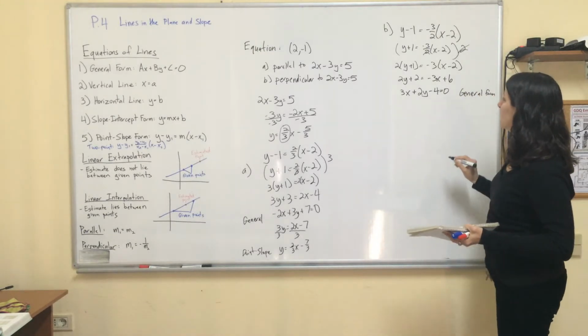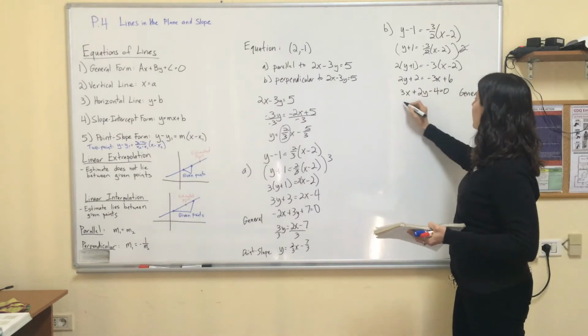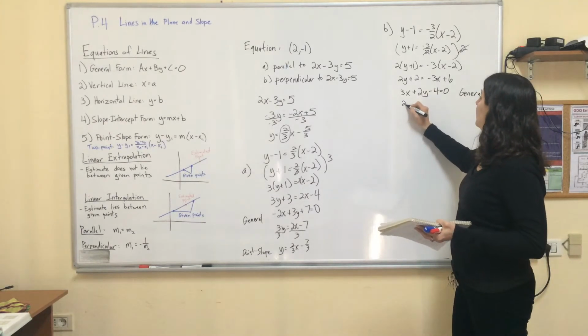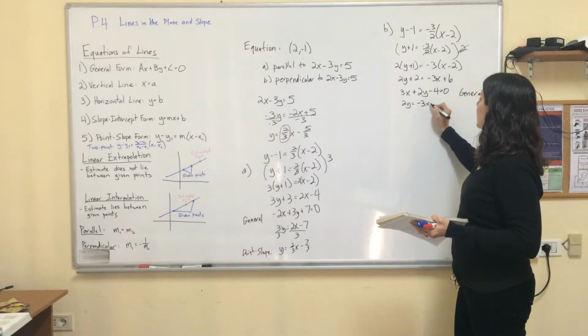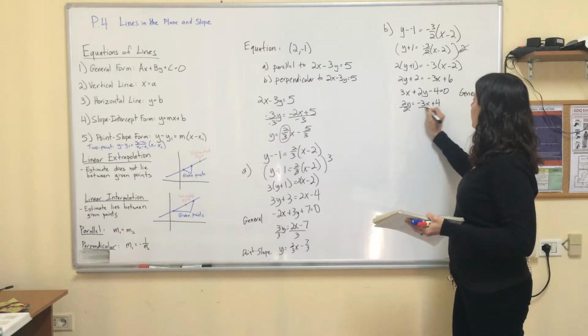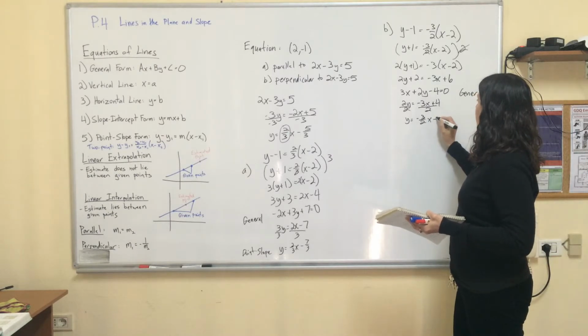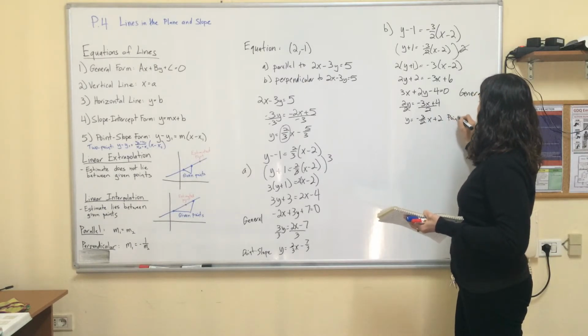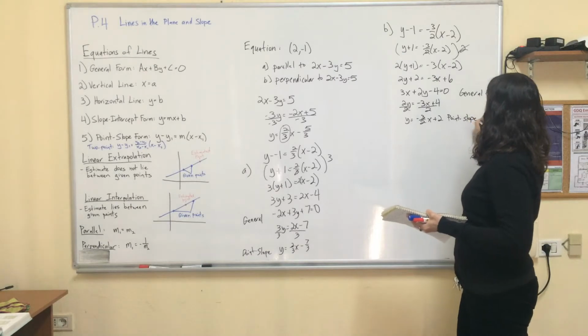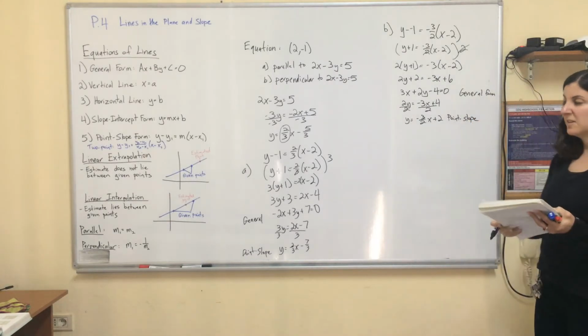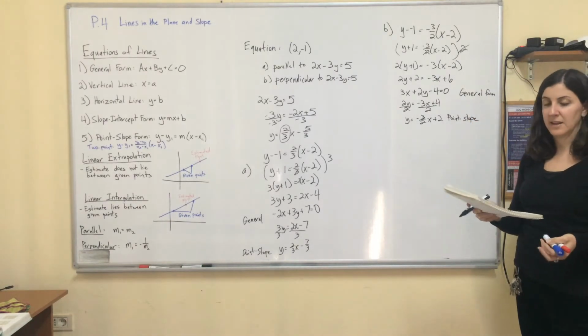And then for the point slope, we want to move everything away from y. So we have 2y equals negative 3x plus 4, divided by 2. y equals negative 3/2 x plus 2. So that's going to be the point slope form of the equation. That just kind of depends on what it is that they're asking you.